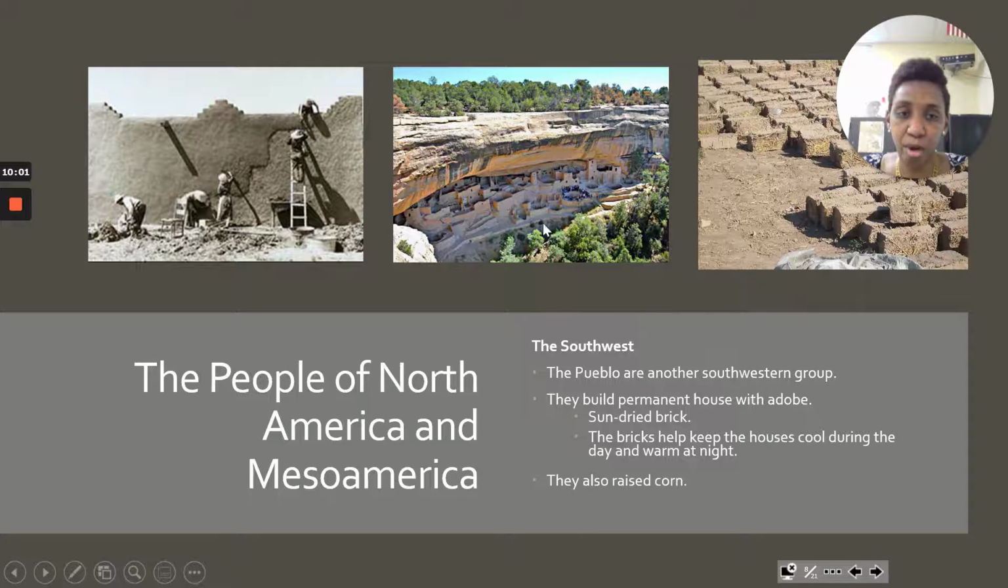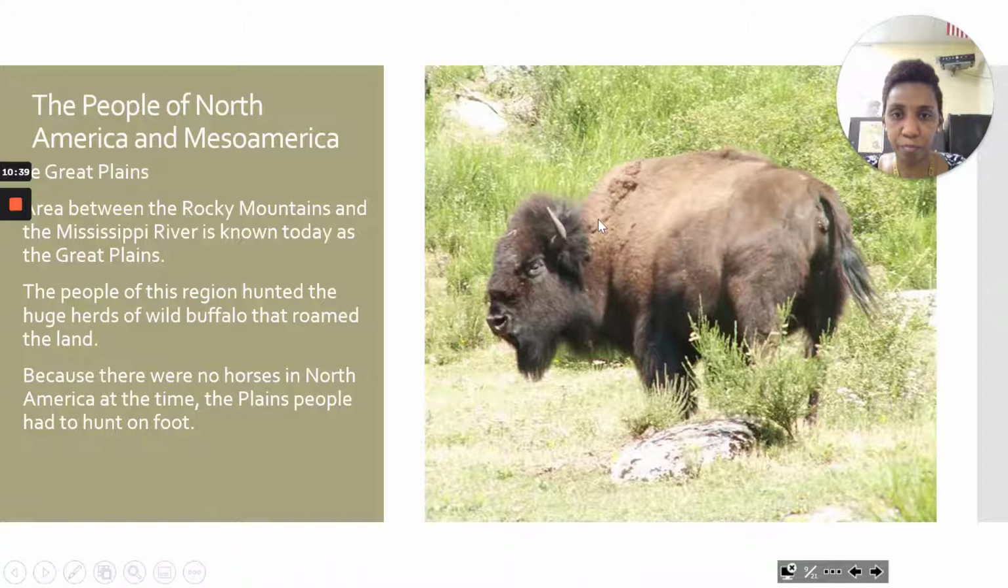As you see here, they were sun-dried bricks, and they helped them to stay cool during the day and also to stay warm at night, okay? Because again, this is the desert area, so they were taking a lot of heat in the day that would help them to stay cool. But during the night, when it got colder in the desert, they would be able to stay warm. And as you see here, they also raised corn. As I mentioned, corn is going to be one of the main crops for a lot of the Meso and North American tribes, okay?